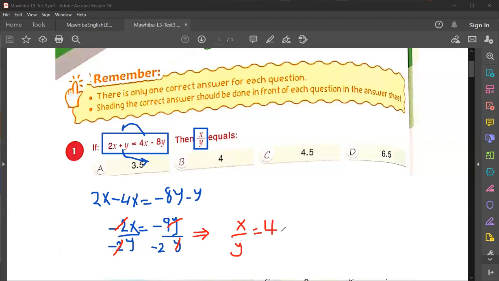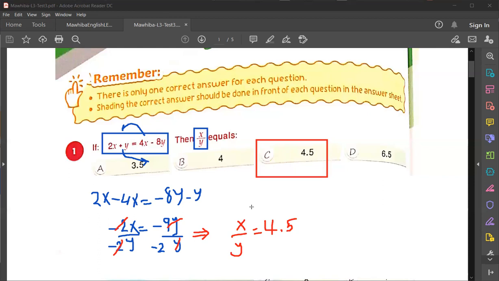It is what? 4.5. So what is the answer here, my student? Which is the answer now? Because I found x over y, right? So the correct answer is number what? Number C, right? So we found the correct answer. It is C. So we write it here. It is C. You see?